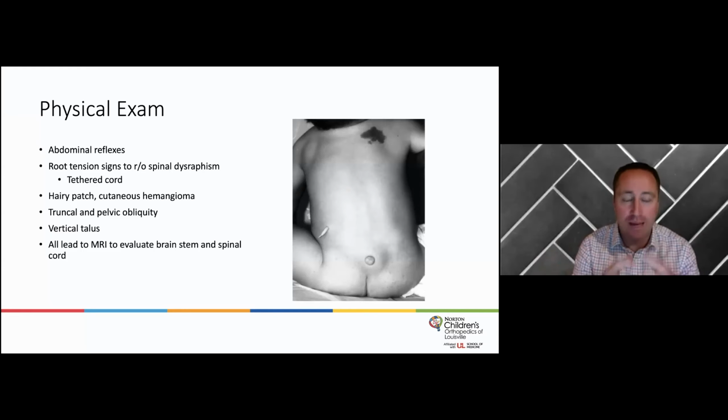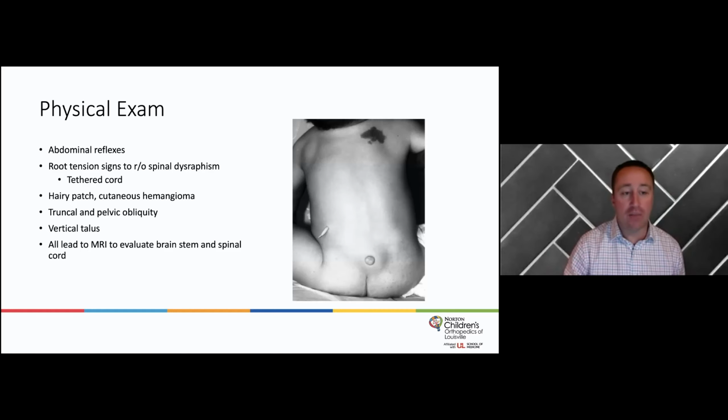That in itself may not mean anything, but if you see that along with some other signs, that may be a sign that there is something wrong with the vertebral column. There may be some spinal neural axis abnormality, like a tethered cord, syrinx, a hydromelia, things like that. You want to check for root tension signs. So if they have a positive straight leg raise, or if they have very tight hamstrings, they have clonus, things like that, that could be a sign that they have a tethered cord.